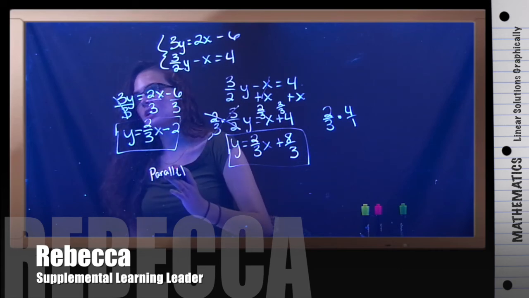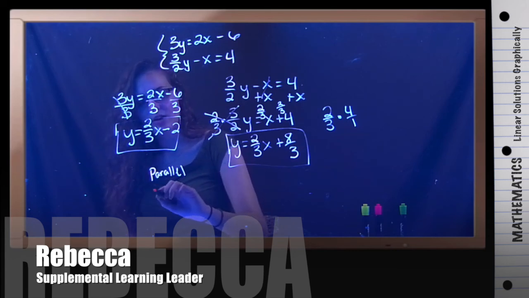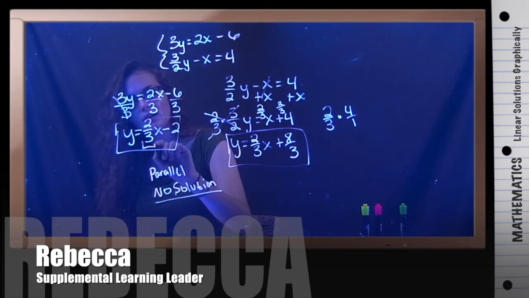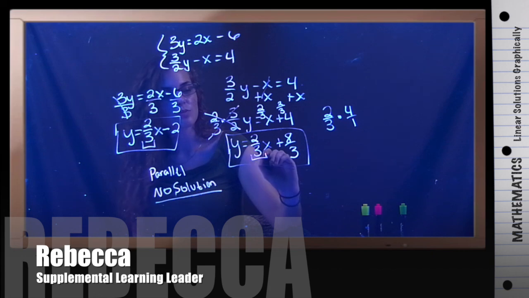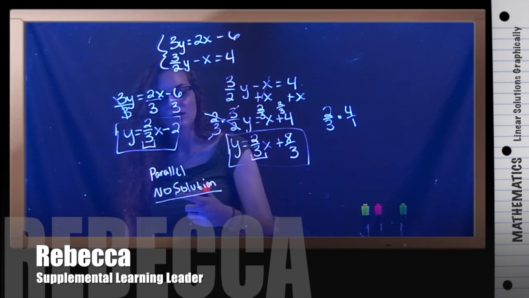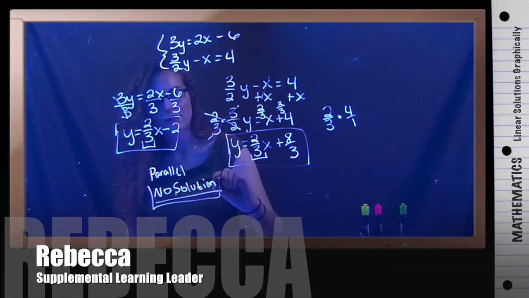And because the solution is where they're intersecting, if they don't intersect at all, that means that our answer is no solution. And you can tell this at the beginning. If you notice that they have the same slope, you know that they're going to be parallel. And if they're parallel, the answer is always no solution. So that's our final answer.